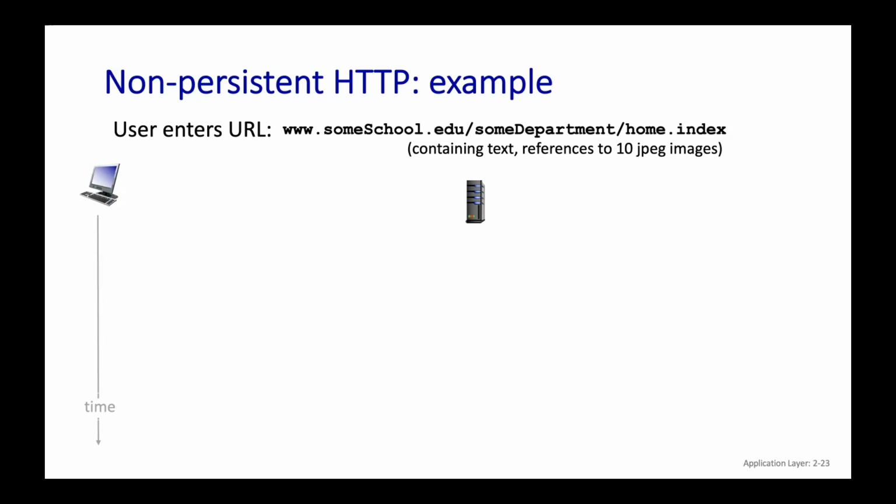So download accelerators do exactly this. They open parallel TCP connections and then request parts of the object. The file is a big file, and parts of that big file are received on different TCP connections. The server must support those multiple parallel TCP connections.